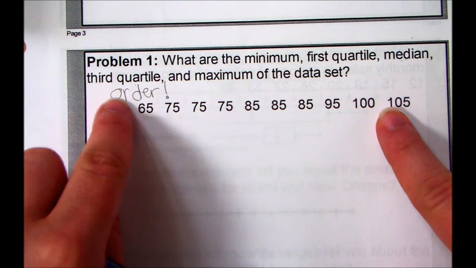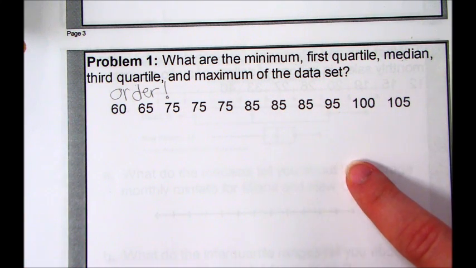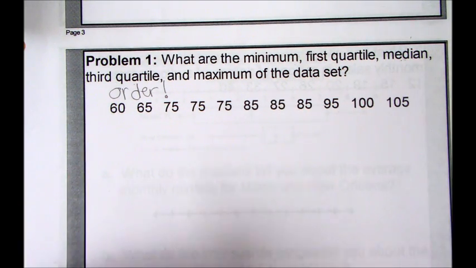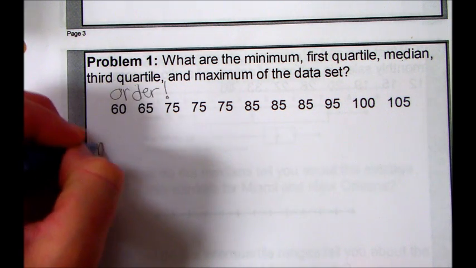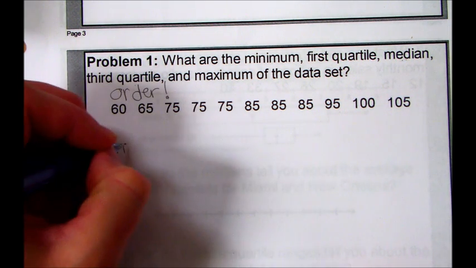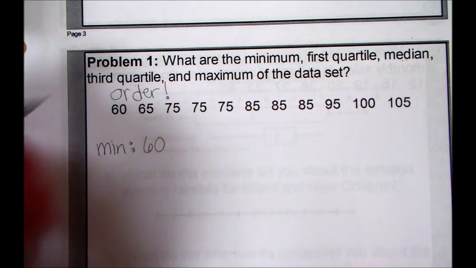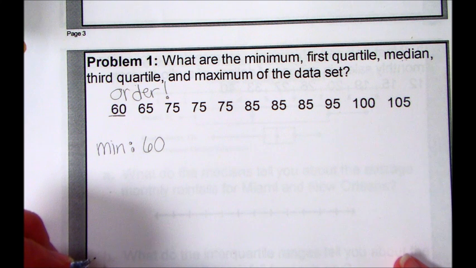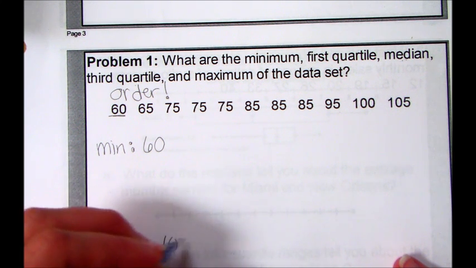Now we have 1, 2, 3, 4, 5, 6, 7, 8, 9, 10, 11 different things. Just wanted to double check. So we have 11 different things. What we're going to do is we're going to say that the minimum value, maybe this is a set of quiz scores, I don't know. The minimum value is a 60. That one was pretty easy to find, right? And now we're going to say that the highest or the maximum value is a 105. Those are pretty easy to find, weren't they?